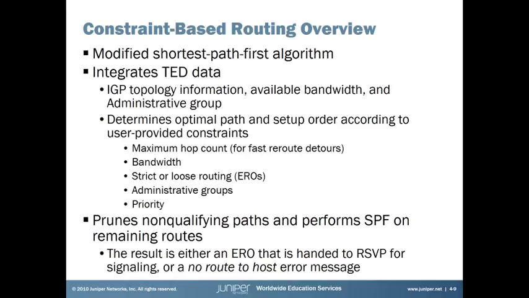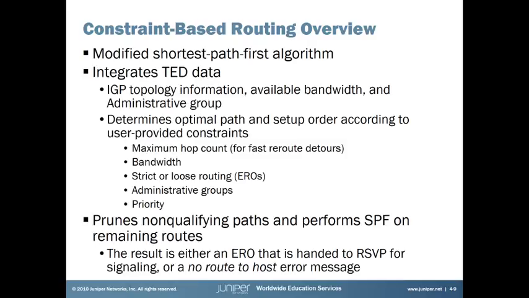So first of all, what it does is it prunes anything that doesn't qualify. So anything that doesn't meet your requirements. So if it's got too many hops, if it doesn't meet your bandwidth, if it doesn't go through the particular strict or loose routing that you've put in, if it doesn't meet your priority, if it doesn't meet your administrative group's requirement, anything that doesn't meet that is eliminated from the calculation to begin with.